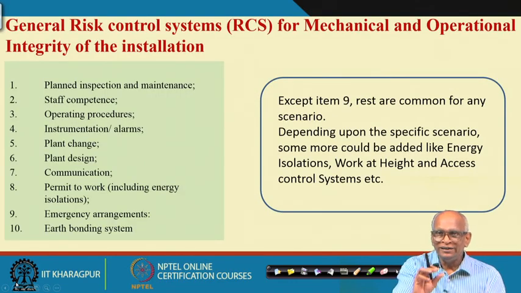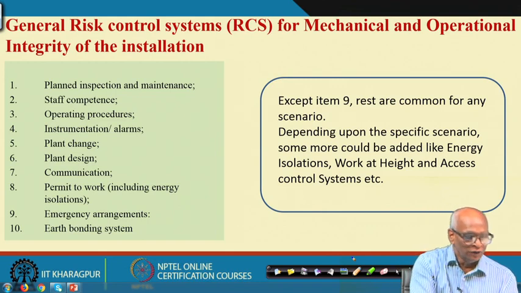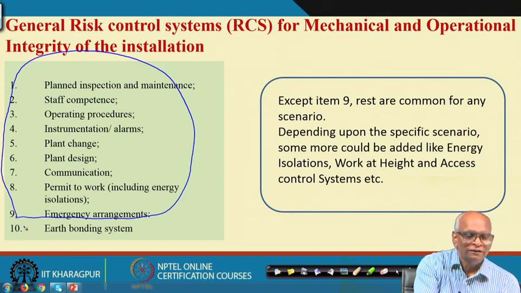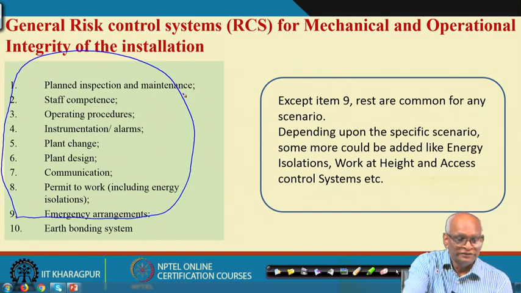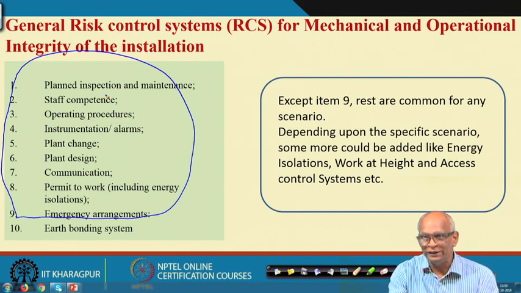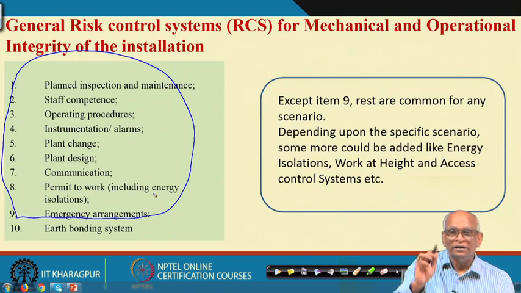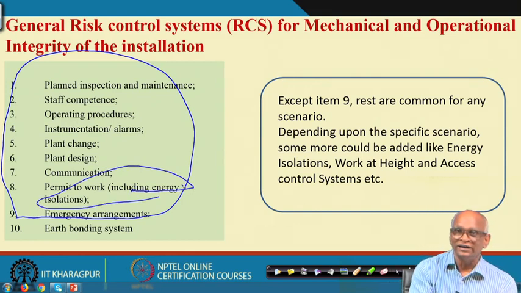By putting in the risk control systems, the HSE has worked very hard on this. They said you need not find out what the risk control system should be. Out of these 10 risk control systems, 9 are normally common to every scenario, like plant inspection and maintenance. If you put plant inspection and maintenance, many things will be arrested. Or staff competence: if you have good staff competence, mistakes will not be made. So, plant inspection, maintenance, staff competence, operating procedures, instrumentation, changes in the plant, changes in the design, communication, permit to work. Especially, it is seen across the world that 80% of major accidents happen because the energy isolations are not done.